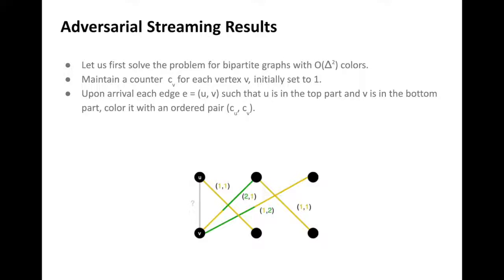Suppose that the graph is bipartite and that each vertex knows its partition a priori. We define one counter c_v per vertex v, which this time corresponds to the number of edges seen for that vertex so far, plus 1. So c_v is initially 1 for each vertex, and upon arrival of each edge uv, we assign to it the pair (c_u, c_v), and this pair indicates its color. It's again simple to argue that the colors of any two incident edges will be different: at least one of the entries of these pairs will be different, and the maximum number of these pairs can be Δ times Δ, which is bounded by O(Δ²).